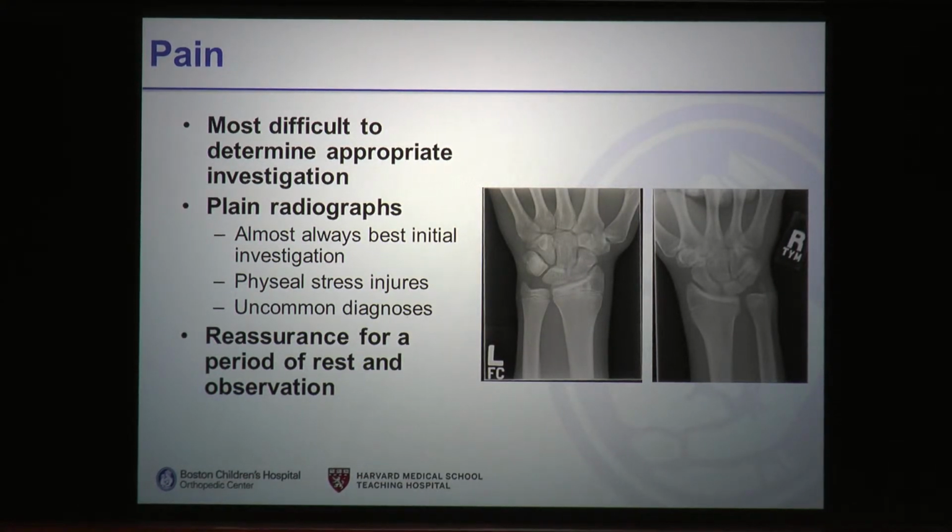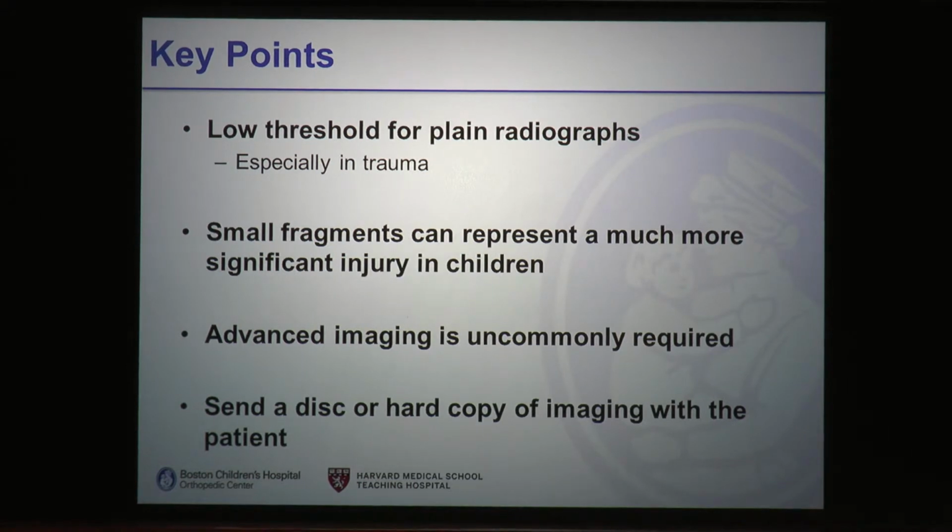What we don't want families to have to do is to have two MRI scans because we're uncertain whether there's a TFC tear that would require an arthrogram to help us elucidate that diagnosis. So the key points, I think, are in trauma have a really low threshold for ordering plain radiographs, and almost always the most appropriate initial investigation is a plain film.